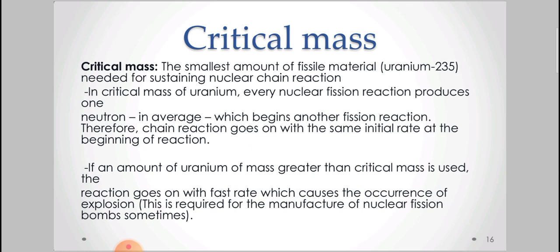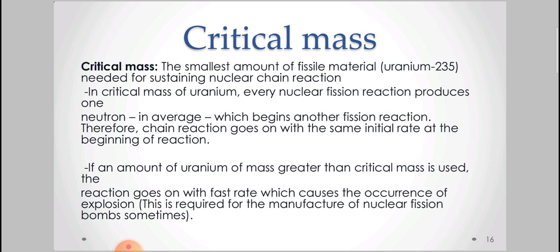Critical mass is the smallest amount of fissile material, of uranium, needed for sustaining a nuclear chain reaction. In a critical mass of uranium, every nuclear fission reaction produces 1 neutron on average, which begins another fission reaction. Therefore, a chain reaction goes on with the same initial rate as at the beginning of the reaction.